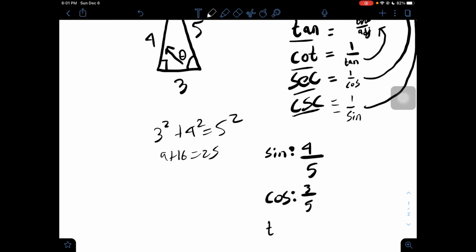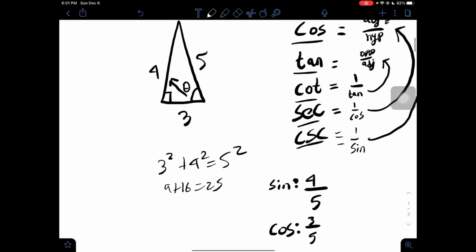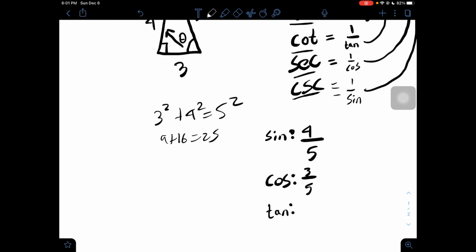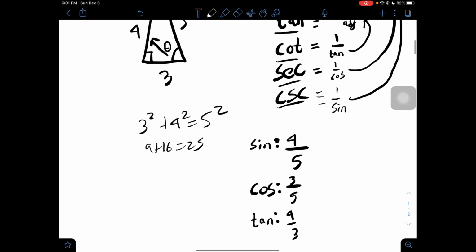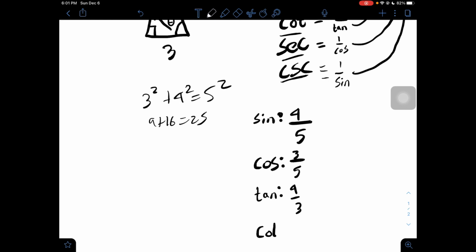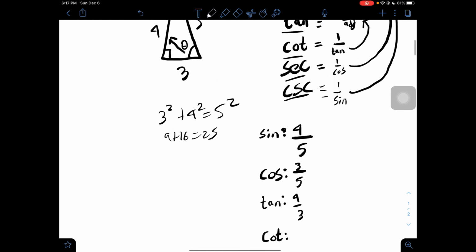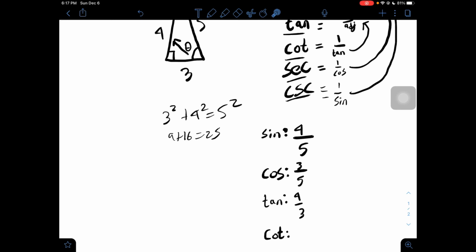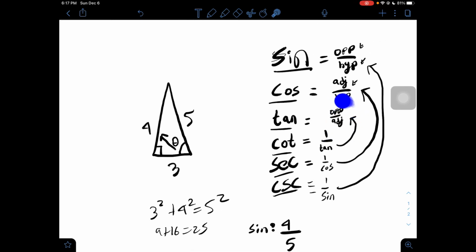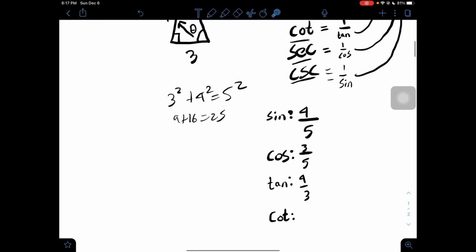Next, we have tan. And tan is basically, as we said before, opposite over adjacent. We already figured out from here, our opposite was 4, and our adjacent was 3. So basically, if we know your sine and cosine, you can just do 4 over 3. Now we're going to go on to cot. Now, as we said, cot is 1 over tan. And we said tan was opposite over adjacent. So if we go and look back at our tan, which was 4 over 3, we just need to put a 1 over it. So we have 1 over 4 over 3.